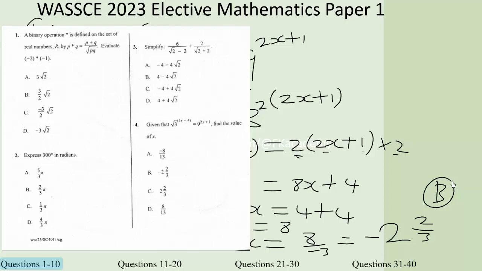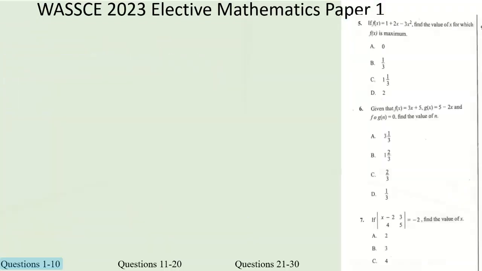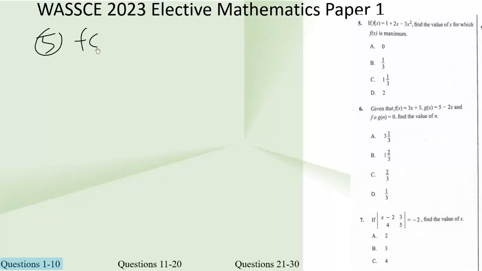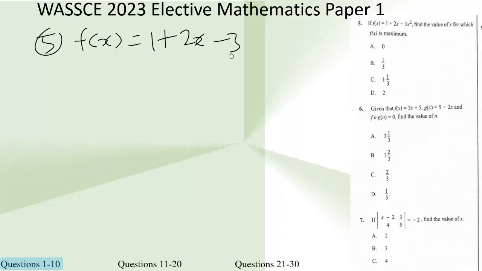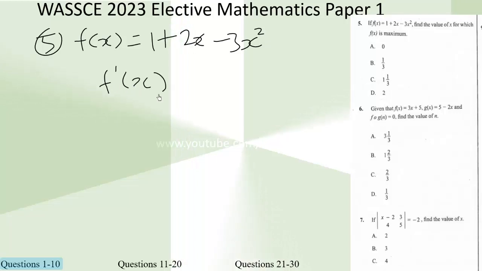Now let's take a look at question number 5. Question number 5 says that if f of x is equal to 1 plus 2x minus 3x squared, find the value of x for which f of x is maximum. So f of x is maximum at f prime of x equals 0. That will be the point where f of x is maximum.